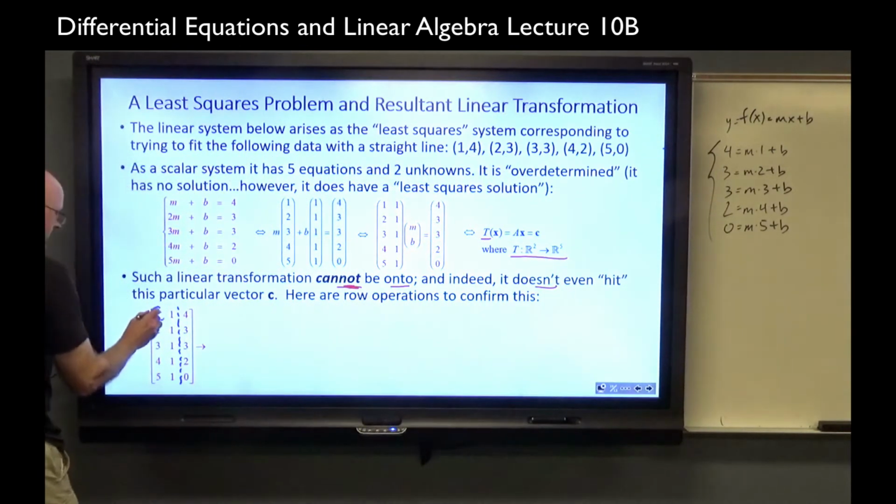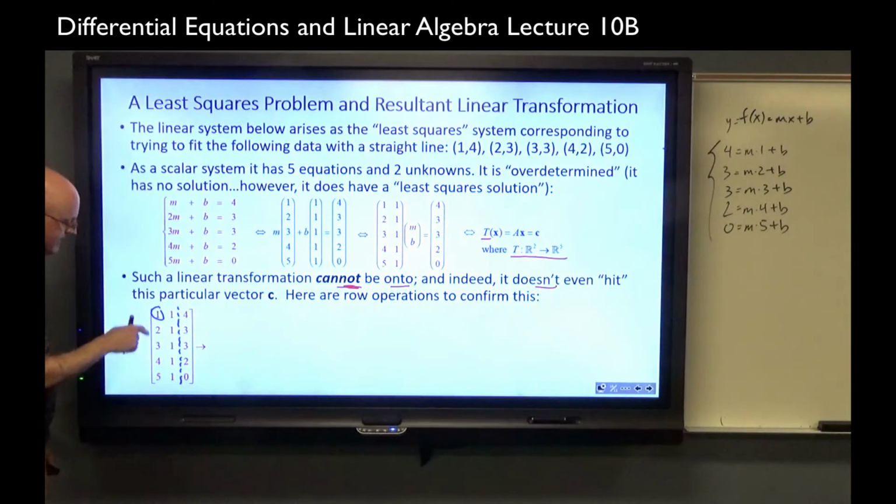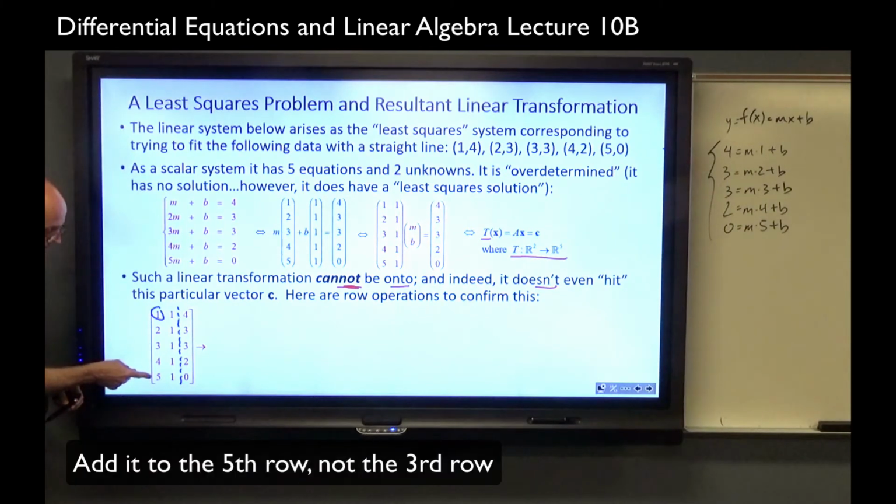This 1 is a leading 1 in this row. So the first step of the algorithm is to make all these zeros below it by doing row replacement operations. Multiply row 1 by -2 and add it to row 2, putting the answer in row 2, to make this one a 0. Becomes -2 plus 2 is 0. Multiply row 1 by -3, add it to row 3 to make that one a 0. Multiply row 1 by -4 to get a -4 there, add it to this row to get a 0 there. And multiply row 1 by -5, add it to the last row to get a 0 there. So we'll get zeros below the leading 1 from the first row.